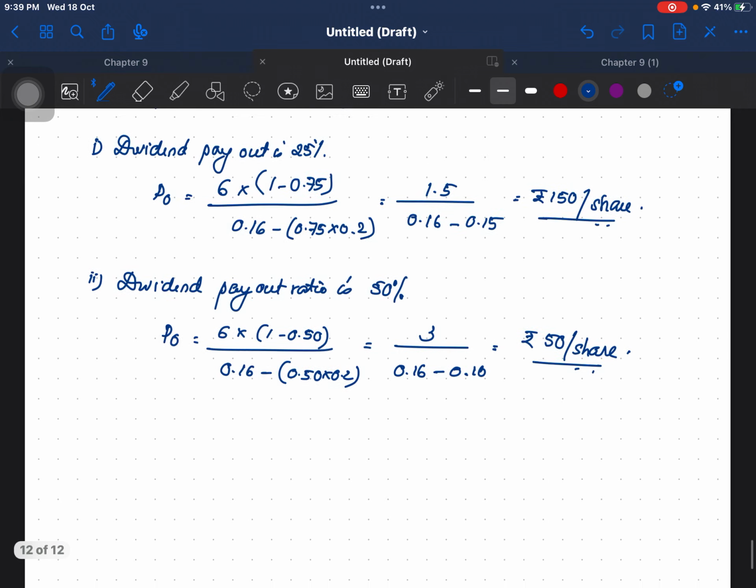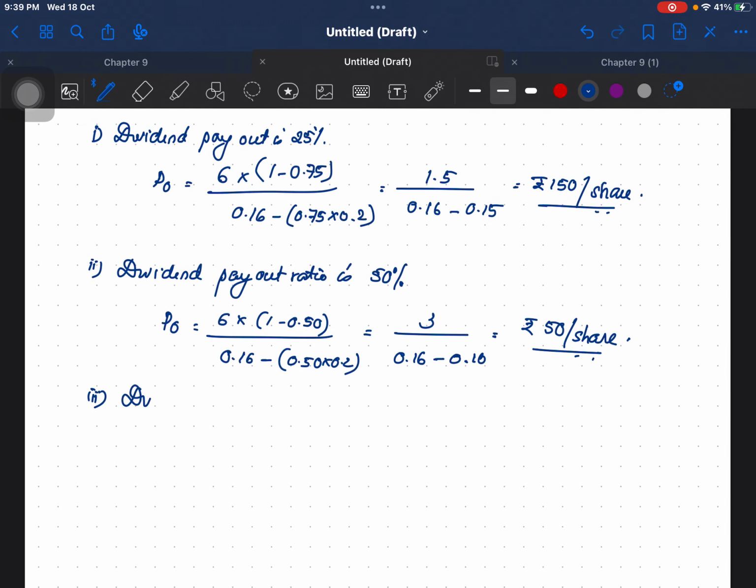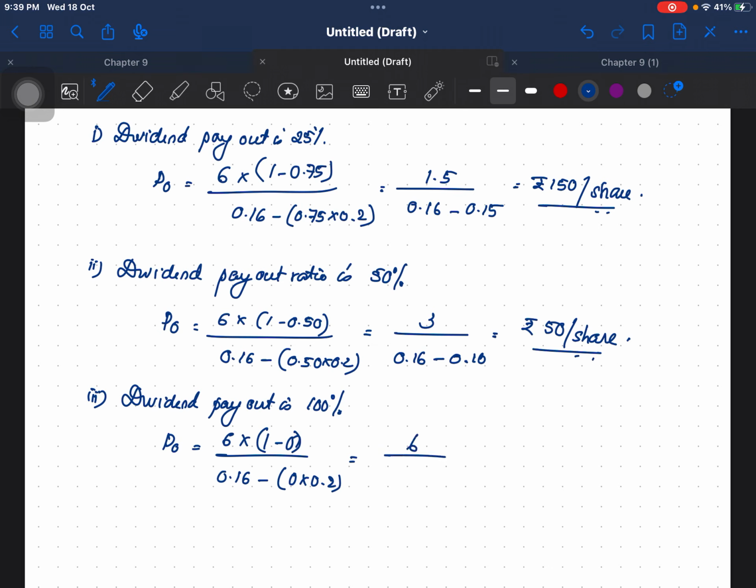Okay, so when dividend payout is 100%, P0 is equal to 6 into 1, since dividend payout is 100%, and B is 0. So 1 minus 0, divided by 0.16 minus B into 0.2, where B is 0. So that is 6 into 1, 6 divided by 0.16, which is equal to rupees 37.50.